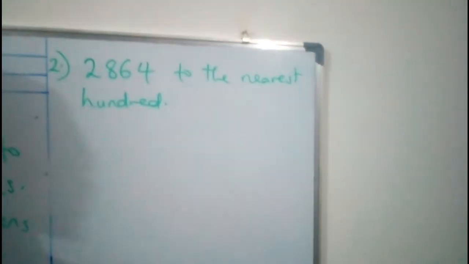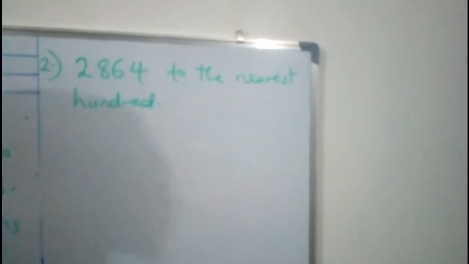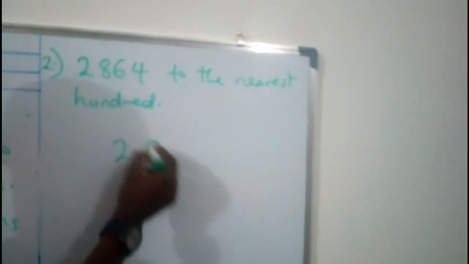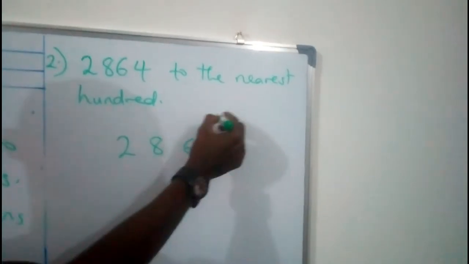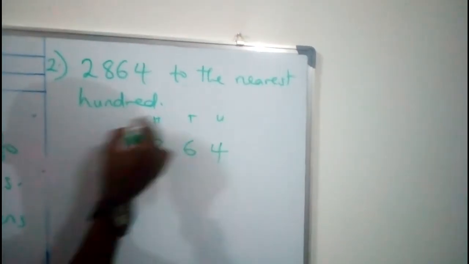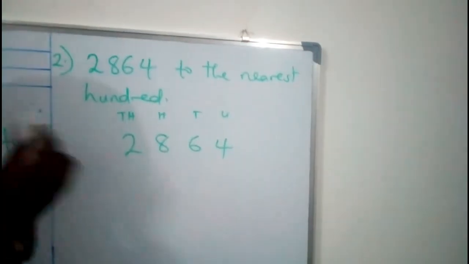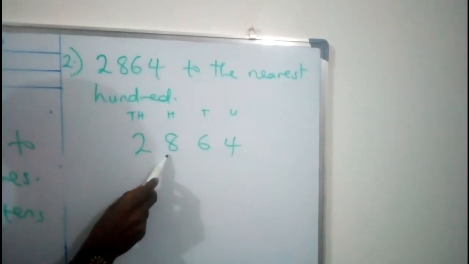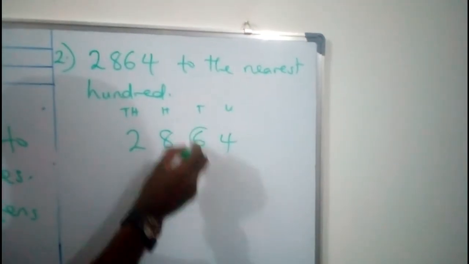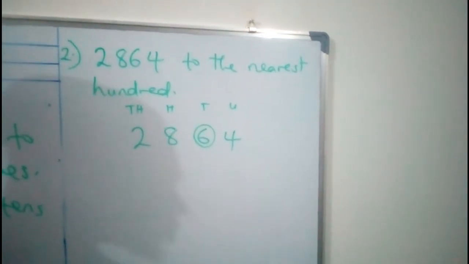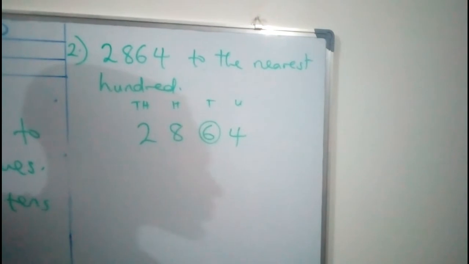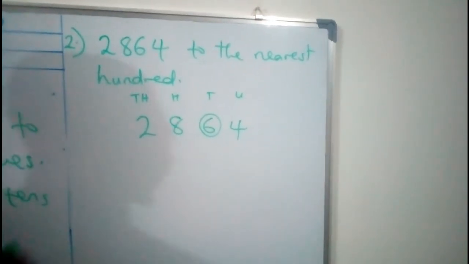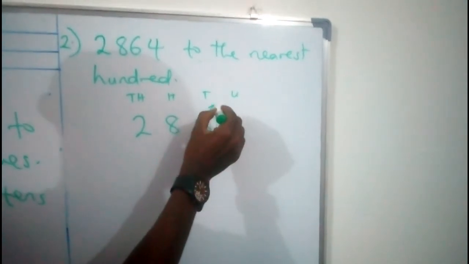Okay, we are to approximate or round off 2,864 to the nearest 100. So you write out your digits, place your value: unit, tens, 100, and what? 1,000. Don't forget we are going to the nearest 100. So you consider the place value before 100, which is tens. You circle your 6. What do we do to 6? Do we round it up or down? We round it up. Why? Because it is more than 5.